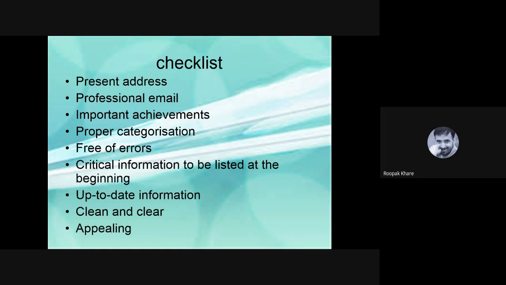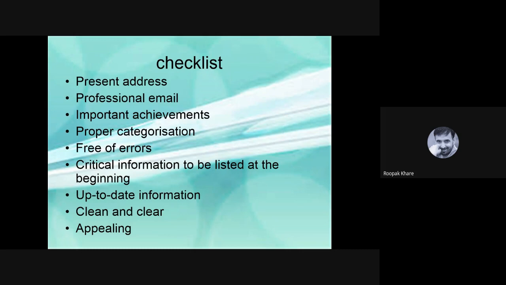There's a checklist when you're writing your resume, whenever you're preparing your CV or resume. There are certain steps that you should follow so as to avoid any confusion or mistake. The first one is present address, the place where you're living. Two, professional email. Your email is very important. I will give you some examples also. Very interesting examples, in fact. Your email has got to be professional, right?